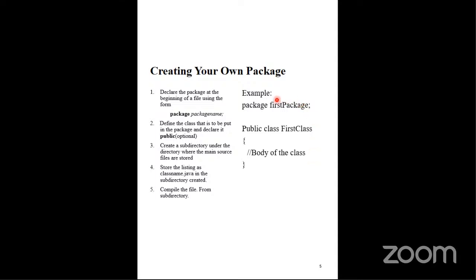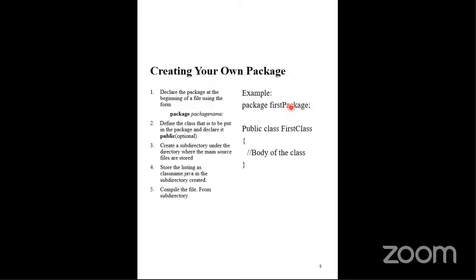Suppose that you want to write this particular thing, package FirstPackage, public class FirstClass, and the class declaration. And now you want to use this particular package in some other program. So how will you do that? You will first create a subdirectory within your current working directory. What will be the name of that subdirectory? The subdirectory will have the same name as the package name, FirstPackage. So I'll create a subdirectory called FirstPackage.